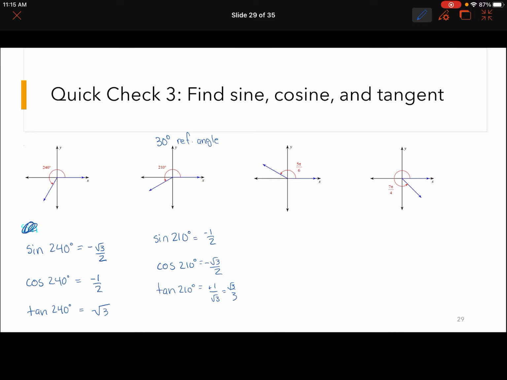For 5 pi over 6, pi over 6 is the reference angle. We're going to abbreviate reference angle.